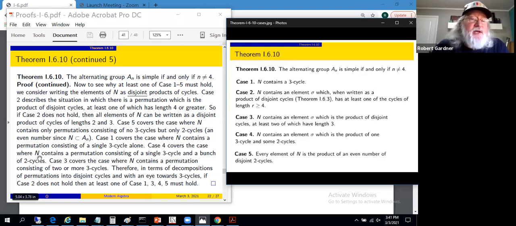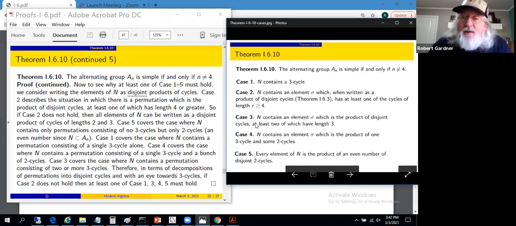Case 4 covers the case when n contains a permutation consisting of a single 3 cycle and a bunch of 2 cycles. So case 1, only a 3 cycle. Case 4, a 3 cycle and a bunch of 2 cycles, and contains an element sigma, which is the product of 1 3 cycle and some 2 cycles. Case 3 covers the case where n contains a permutation consisting of 2 or more 3 cycles, and that's everything.